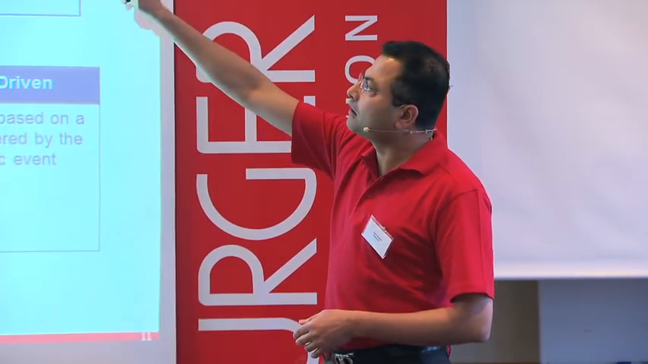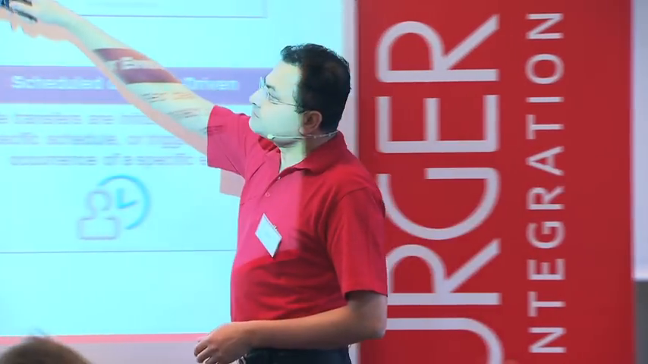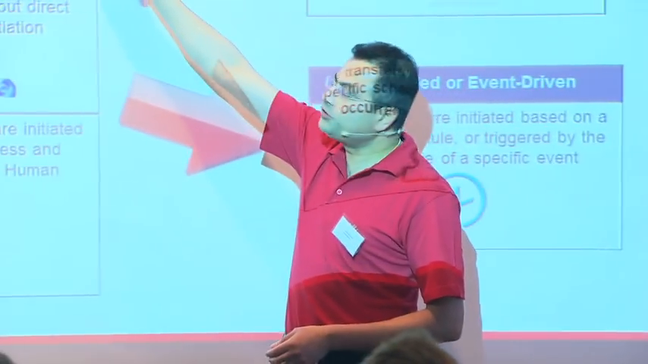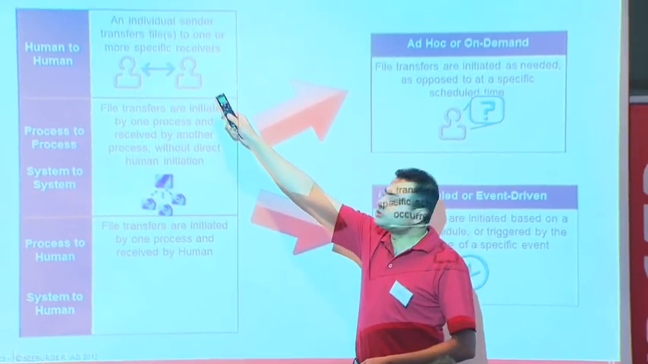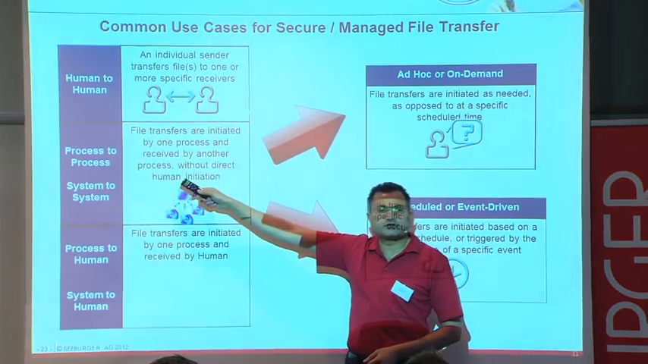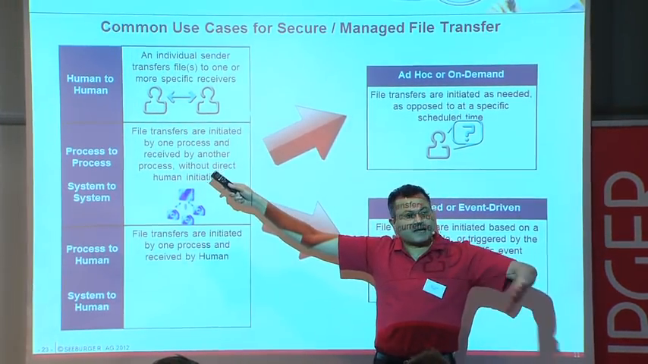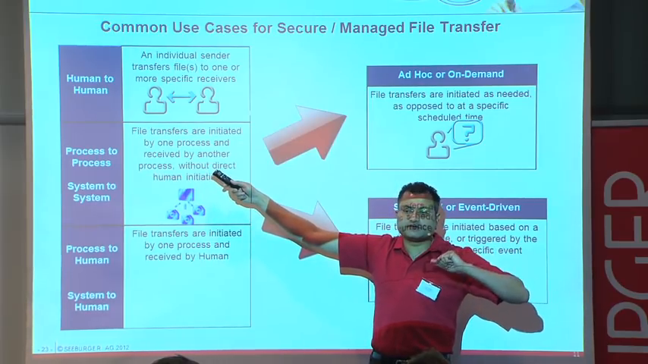Around MFT, managed file transfer, if you look at here, there is human to human file transfer, me and you sending data to each other. Then process to process or system to system. This is backend inside an enterprise: thousands of systems sending data to thousands of systems.